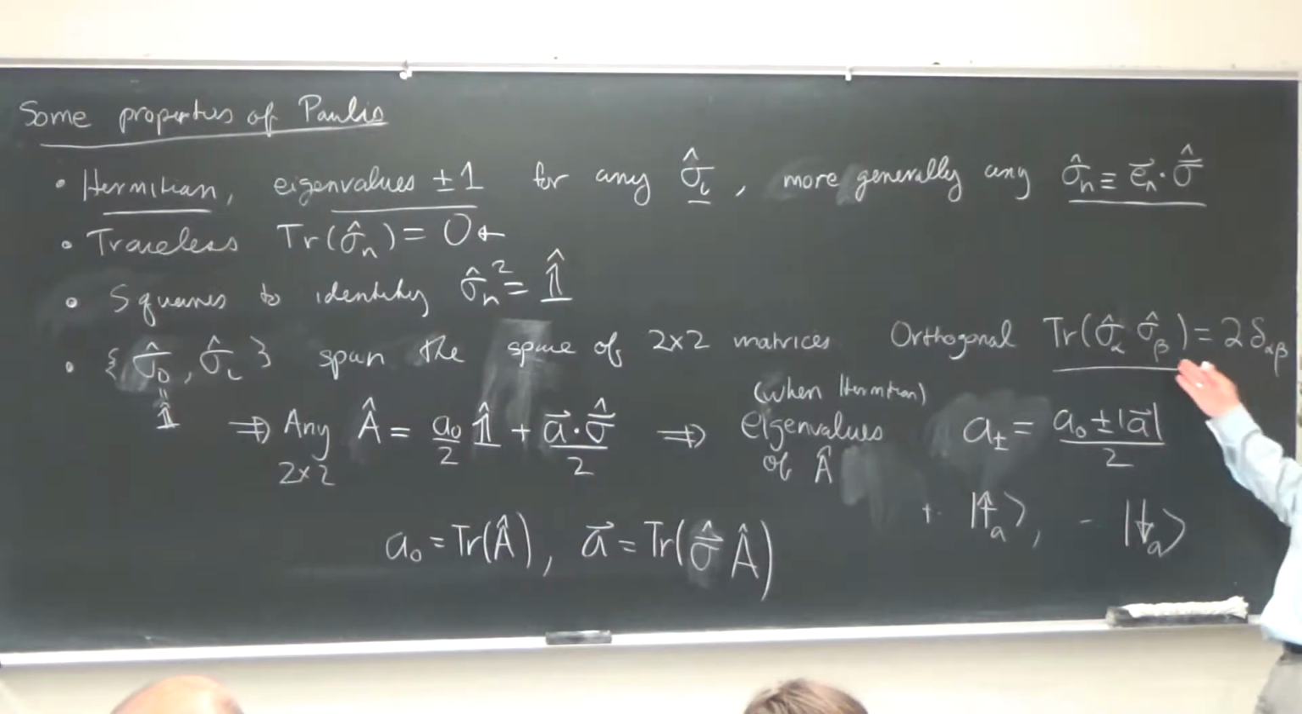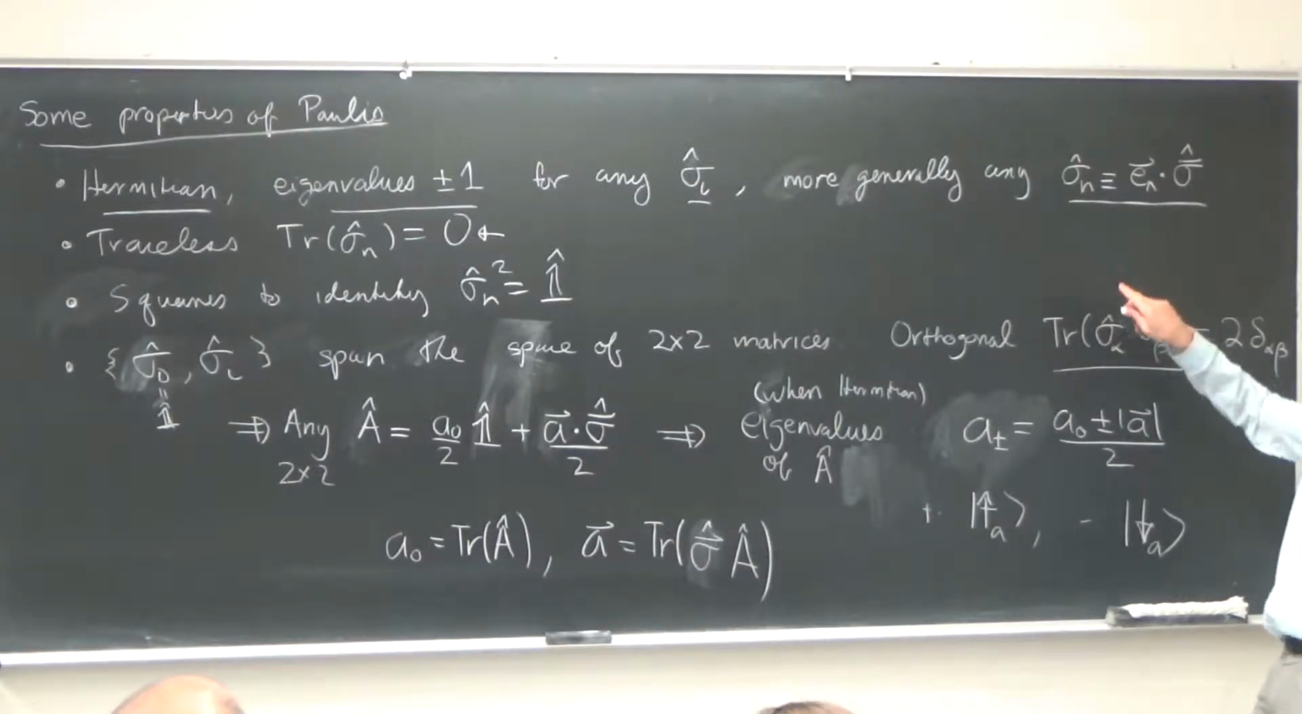And these are trace orthogonal, okay? They're not normalized, they're just what they are, right? So that factor of 2 is there, because the sum of the eigenvalues for the identity is 2.